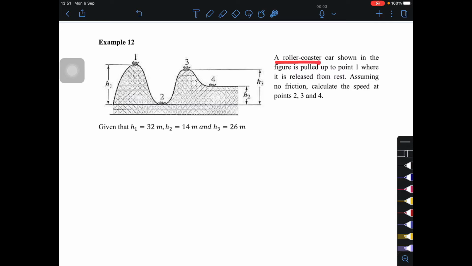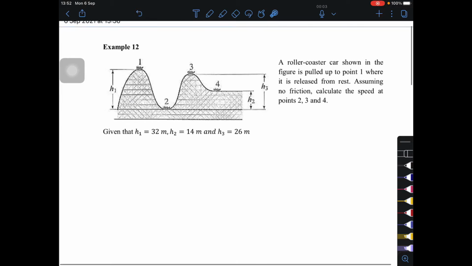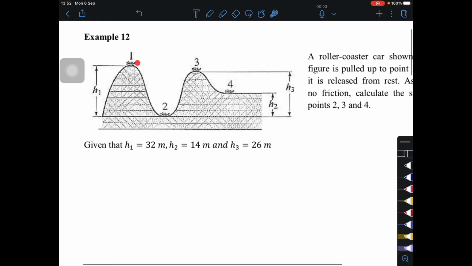A roller coaster car shown in the figure is pulled up to point 1, where it is released from rest. Assuming no friction, calculate the speed at points 2, 3, and 4. Okay, so we have a roller coaster here. Although the image is not clear, this is a roller coaster car at 4 different points.